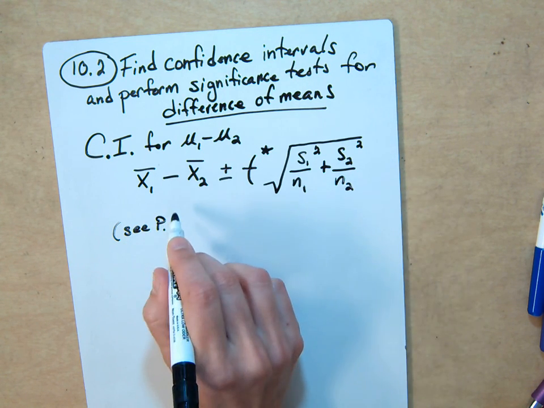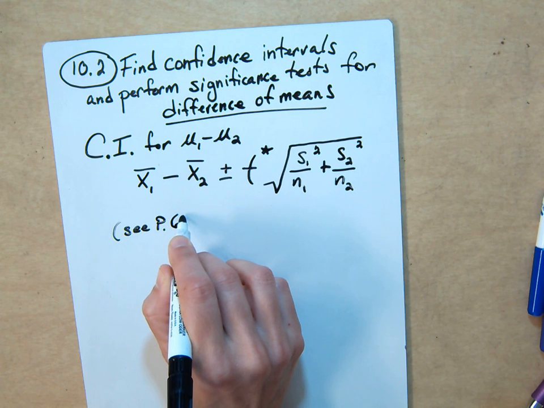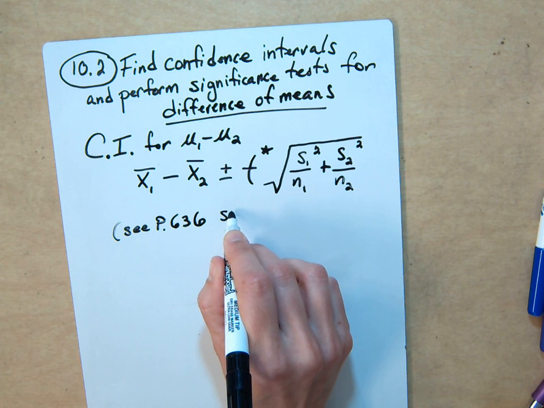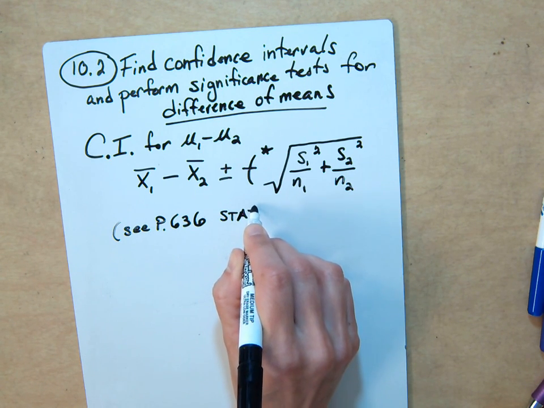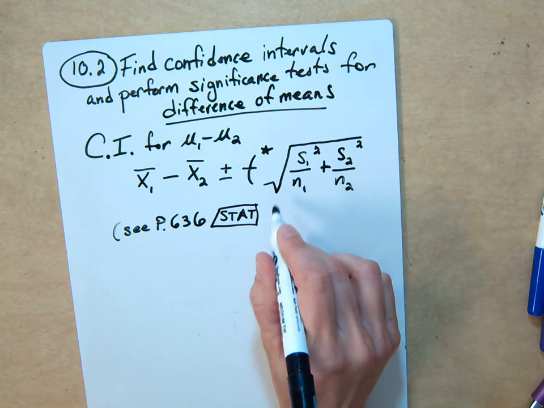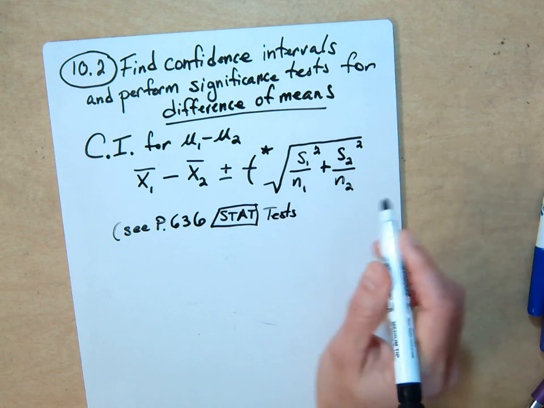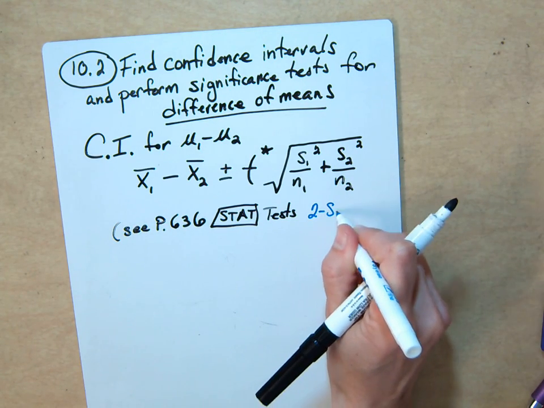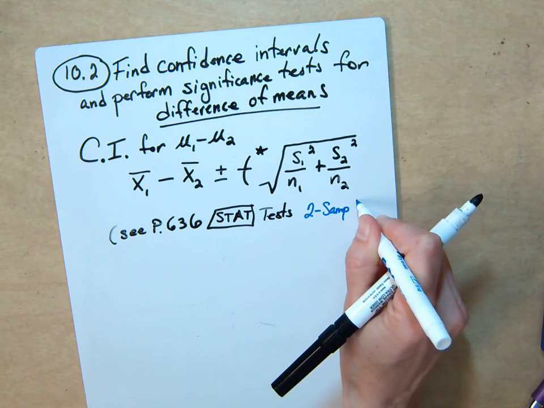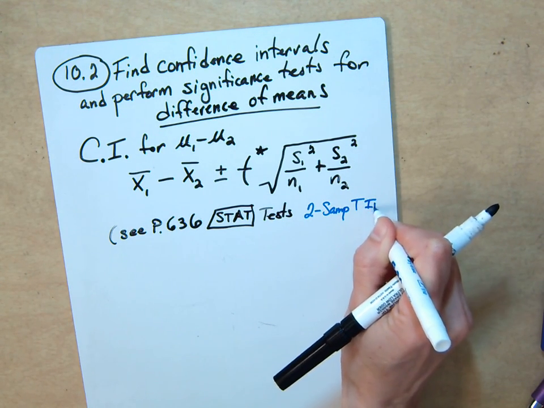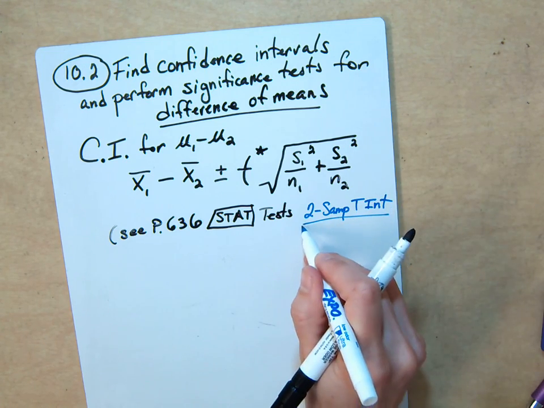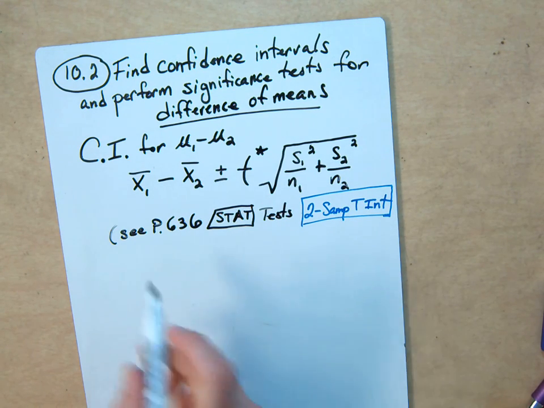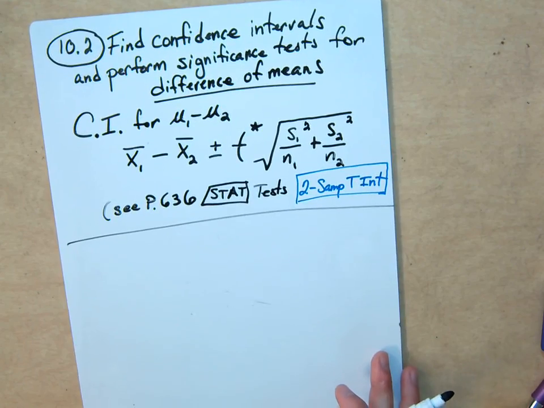To do this on your calculator, there's a great table in the back of your book. There's an appendix that lists where the technology corners are if you forget how to do something. On page 636, you use the stat button and you go to tests, but you have to be careful to do the right thing. You would pick two sample t interval for the confidence interval. Not test, it's an interval. So you go to the test menu, but you pick interval. And we will do that. I will show you that later.